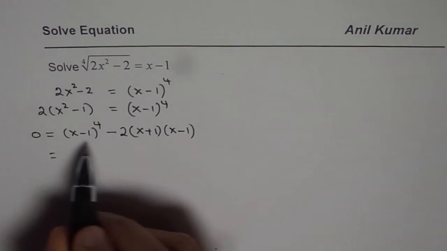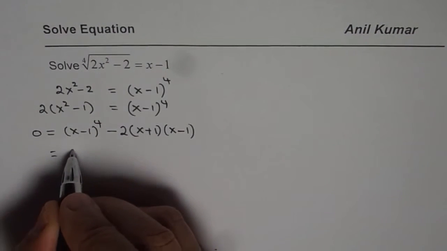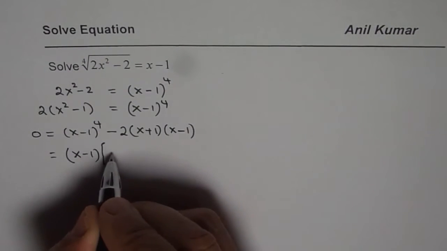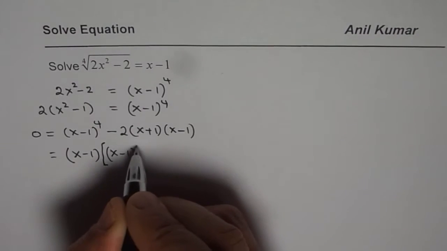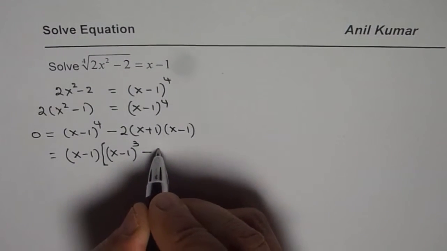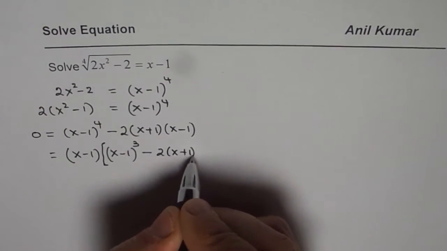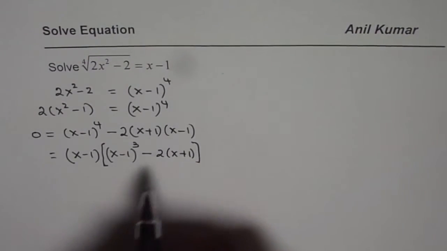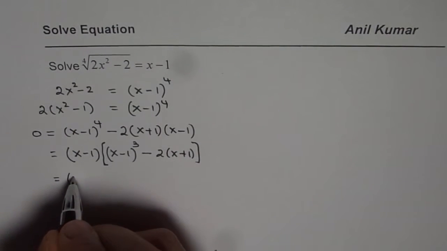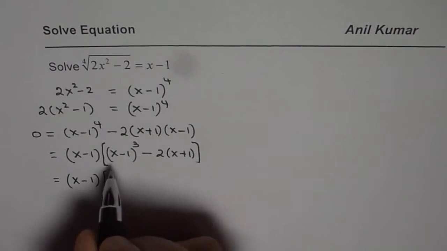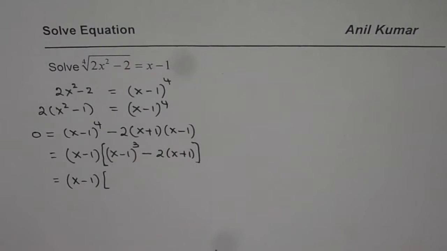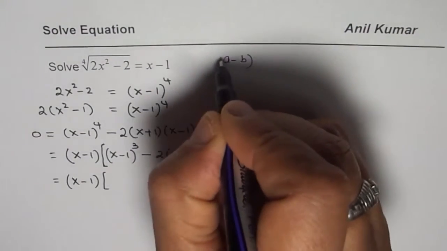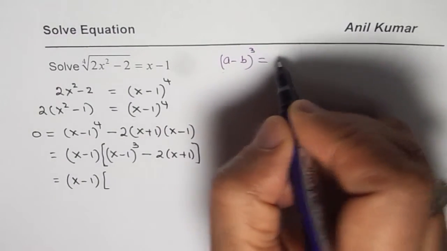Now we see that x minus 1 is a common factor, so I can factor out x minus 1, and we get x minus 1 times the bracket (x minus 1) whole cube minus 2 times (x plus 1). This is a simpler solution than just expanding and then simplifying. Well, both are correct. And now, (a minus b) whole cube. Do you remember the formula? We are going to apply the formula for (a minus b) whole cube. You can otherwise do it separately.